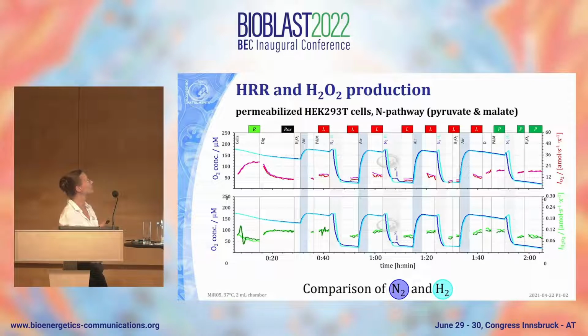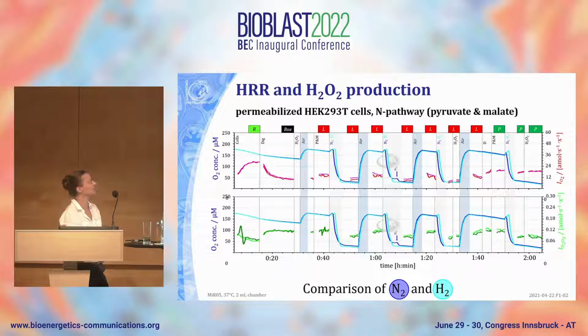So we have in bluish, or turquoise, the oxygen concentration here. This is the protocol. We use permeabilized HEK-293 cells using pyruvate and malate, so N-pathway linked substrates. And we started at levels close to air saturation. And we measured respiration and hydrogen peroxide production in parallel. Hydrogen peroxide production is something which is supposed to be influenced by the oxygen concentration.